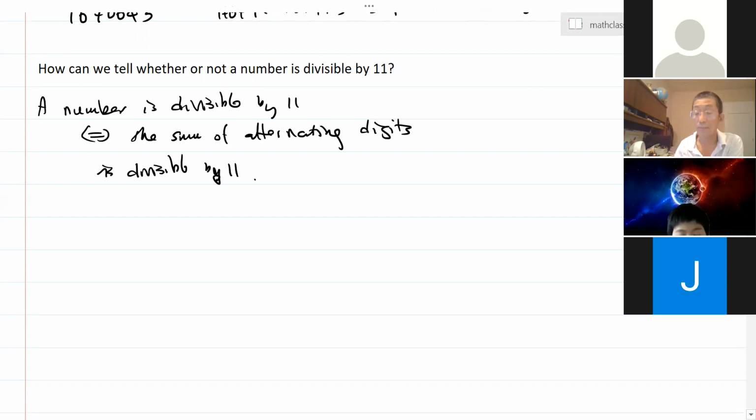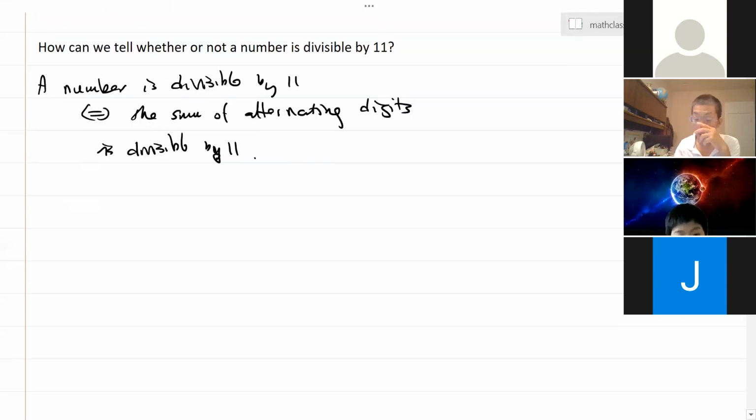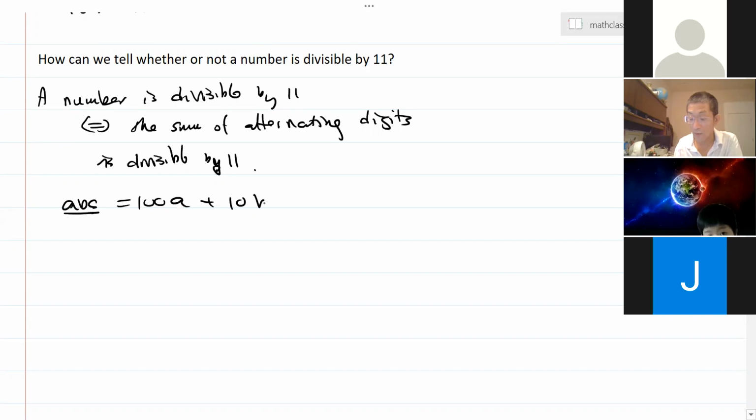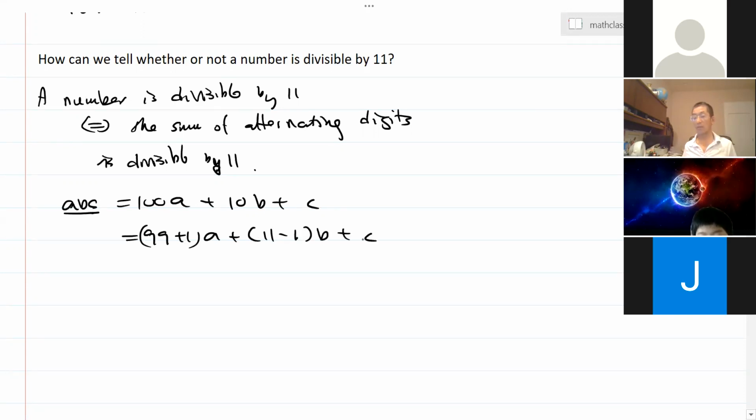Now you can use that to check, but we still want to know why this is true. All right, let's take a look at a three-digit number. It's a little bit easier to understand. So it's 1000A plus 100B plus C. I want to make sure it's 11. So the first one is 99 plus 1. And here, 11 minus 1. So you have a minus, right? That's why you get an alternating sum. So you get 99A, 11B, so don't worry about this, it is divisible by 11.